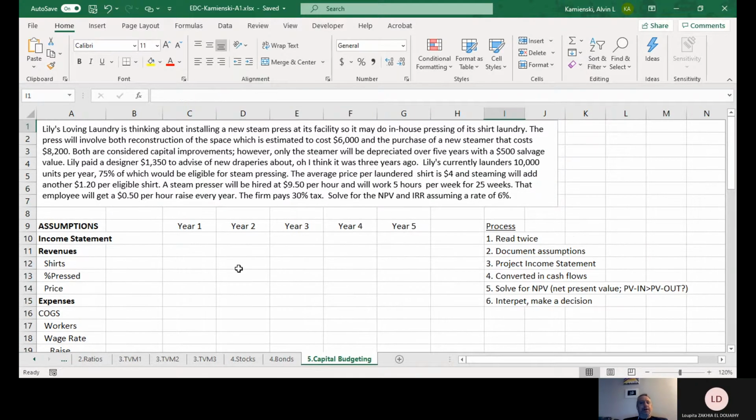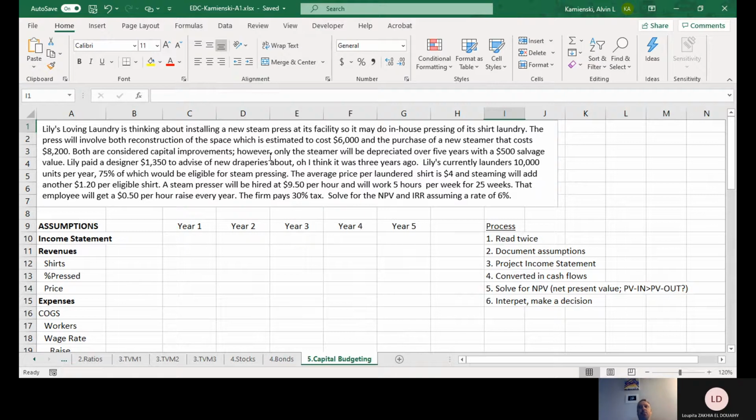All right, so looking at the problem then, we're going to be looking at a small private company called Lily's Loving Laundry. A laundromat needs a new steam press at its facility because its manufacturing will include on-premises production. That press then will require the following two things. First, it doesn't just fit naturally, so you're going to have to do some capital improvements to the space, which are $6,000, and then you're going to have to buy the actual machine itself for $8,200. Both things are considered long-term capital investments.